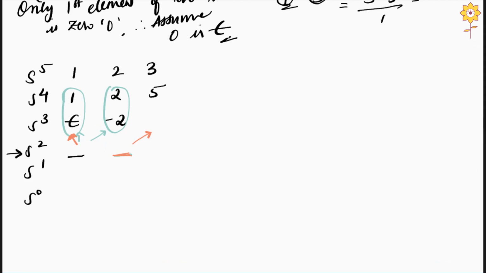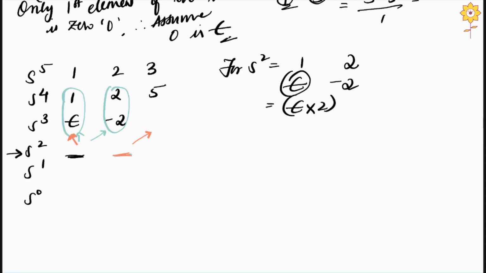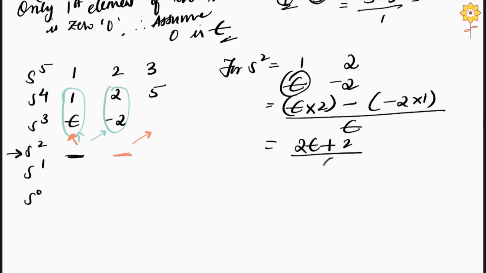Okay, so for the S^2 row's first position, we have 1, epsilon, 2 and minus 2. Again, what will we be doing? We will be cross multiplying starting from this position. So, we will have epsilon into 2 minus 2 into 1 divided by epsilon. If you simplify this, you will get 2 epsilon plus 2 upon epsilon.